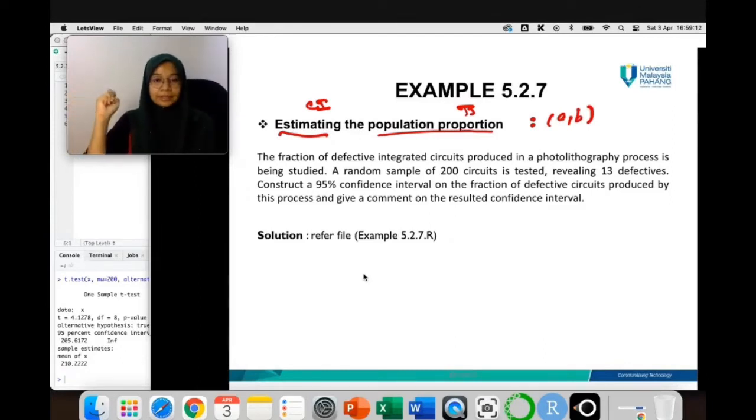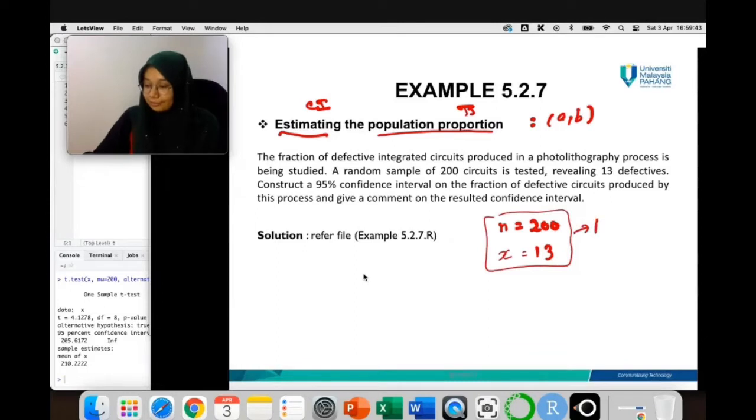So from the question, the fraction of defective integrated circuit produced in a photolithography process is being studied. A random sample of 200 circuit is tested, revealing 13 defective. Daripada 200 circuit, 13 yang rosak. What is the symbol for this 13? X. Ini yang dikatakan number of success. Okay, so daripada sini, you can find P. P is equals to X over N. So X is equals to 13, N equals to 200. So you will get the P.